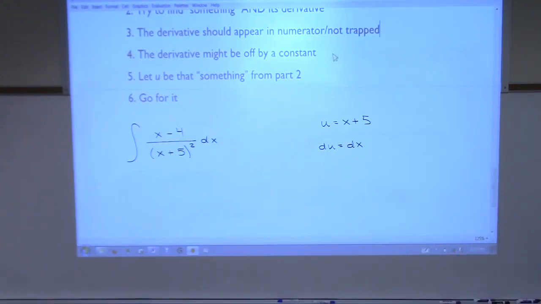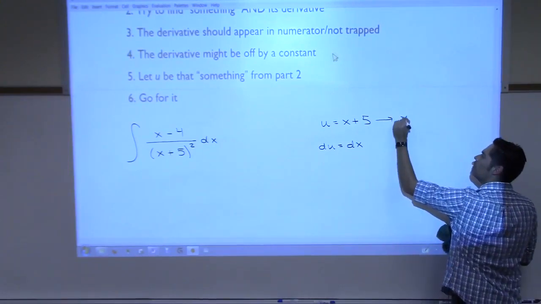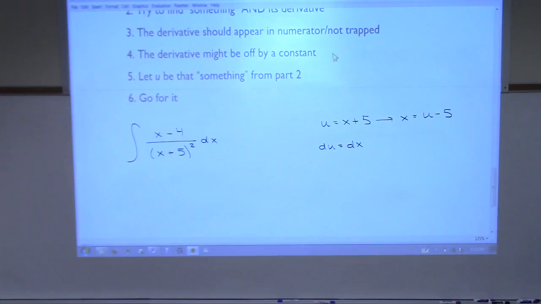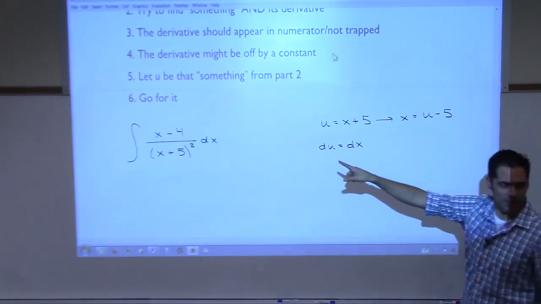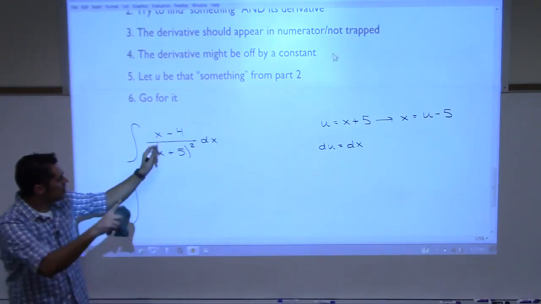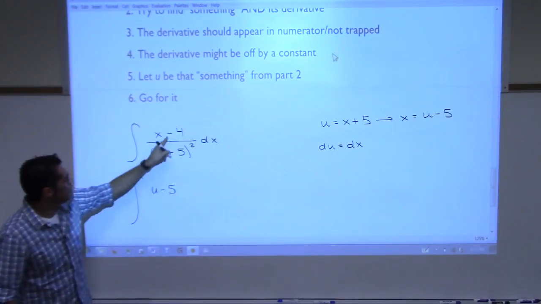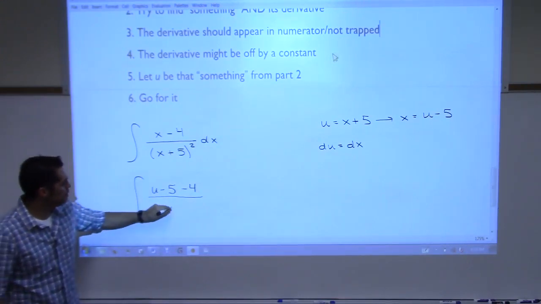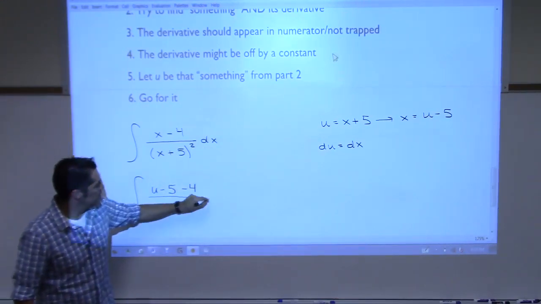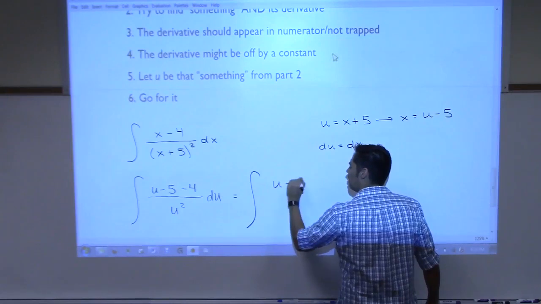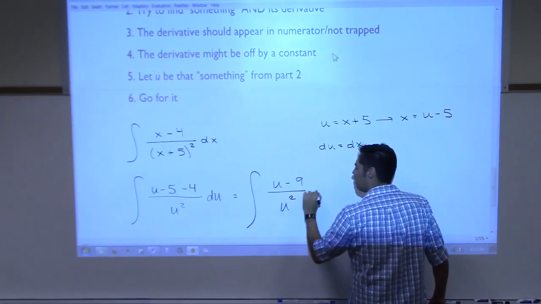You've done this now. This is what you told me to do last time. Move everything over. Solve this for x, and you get u minus 5. That's not 4. It's okay. Just go replace that x with this. All right, so let's see what we would have. X, which you're saying is u minus 5, minus 4 over, what's the bottom? U squared. And what's dx? du. Clean up the numerator. What do you have? U minus 9 over u squared du.